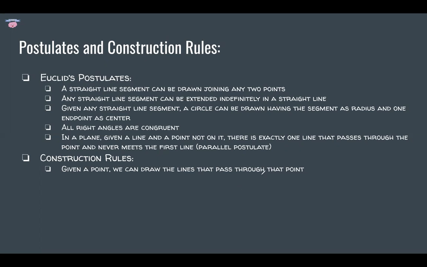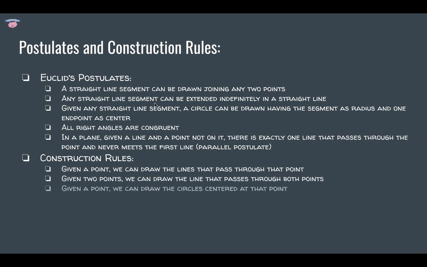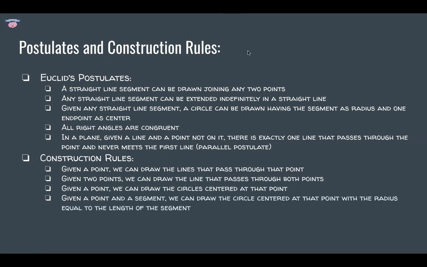Given a point, we can draw the lines that pass through the point. So given this, we can draw lines through it. Given 2 points, we can draw the line that passes through both points. Like I showed with the straight line segment and extending it, we can do that. Given a point, we can draw a circle centered at that point. Like I mentioned with the circle drawn with a segment as a radius and the endpoint as a center. Given a point and a segment, we can draw the circle centered at that point with the radius equal to the length of the segment. This is the exact same thing as Euclid's third postulate.